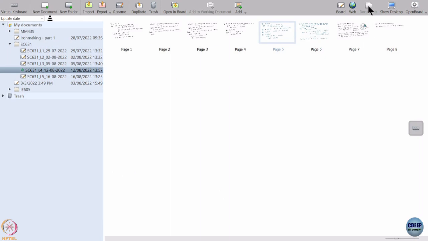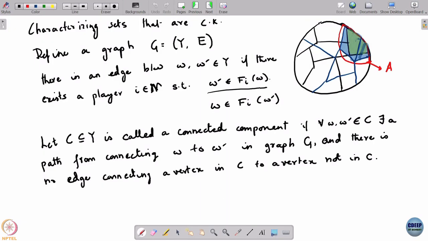Then from there we went into a characterization of sets that are common knowledge in a certain state of the world. So for this, what we did was we defined a graph G. We said let G be this graph which is defined on the states of the world. And there is an edge between any two states, omega and omega dash, if there exists one player who cannot distinguish between omega and omega dash, right. So, omega dash belongs to Pi of omega for a player i, okay. So, this does not need to be true for all players, there has to be just one player who cannot distinguish between these two, then there is an edge.